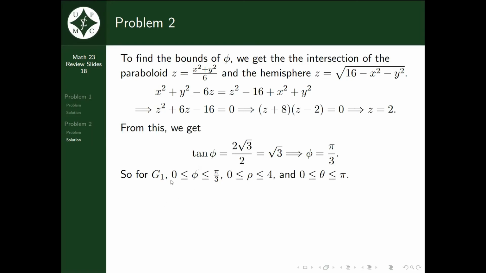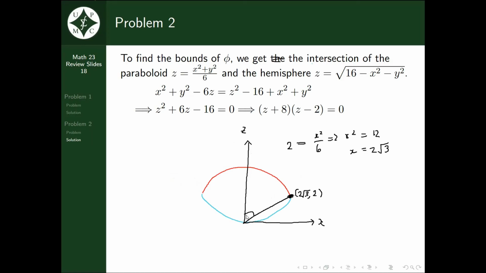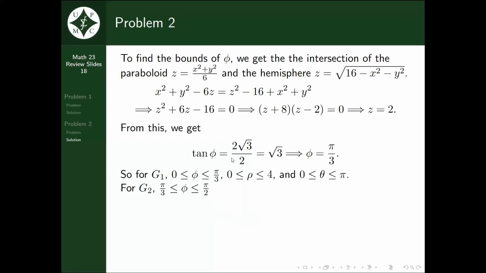So now we can move on to G2. For G2, using the same trick that we did earlier, we have phi is in between pi over 3 to pi over 2. Let me show the drawing again. So this is pi over 3. So the rest of this rotation is just pi over 3 to pi over 2, which is the positive x-axis in this case. So we know our phi boundary, we know our theta boundary.